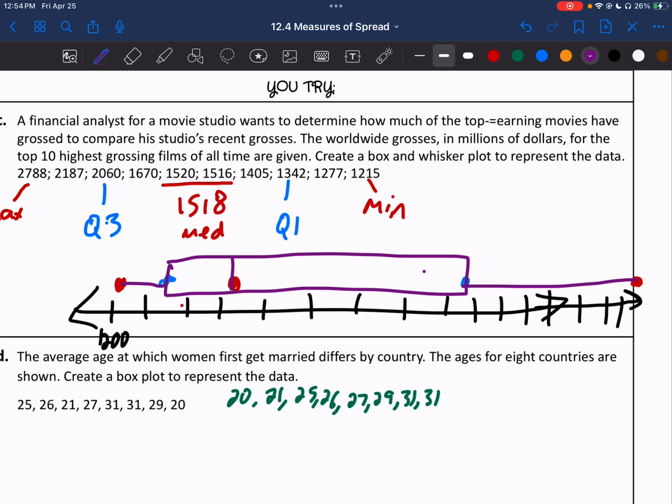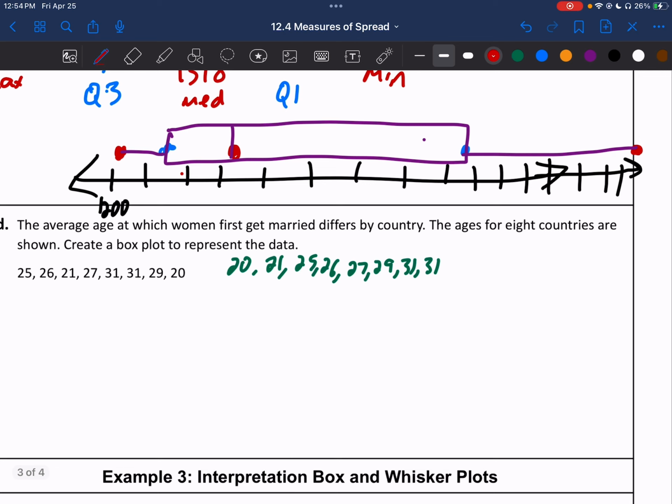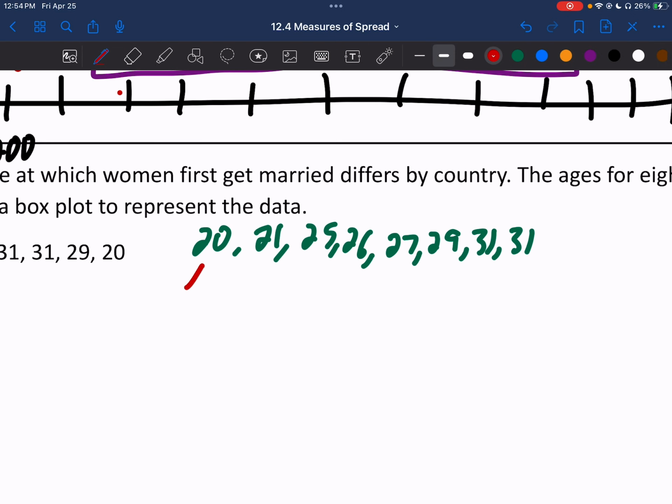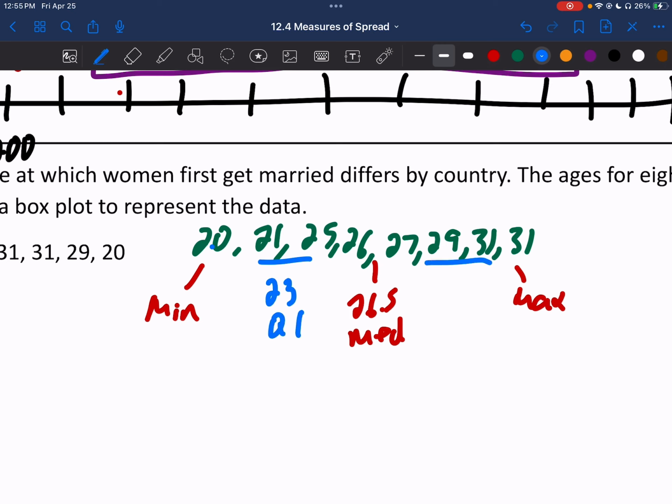All right, letter D, we're going to look at the average age in which women get first married in different countries. The age for 8 countries are shown below. So we have our min, we have our max. Our median is going to be in the middle of this data, so it's going to split 26 and 27, so 26.5. And then our quartiles is going to be the average of 21 and 25, which is 23. That's Q1. And we take the average of 29 and 31, which is 30, which is Q3.